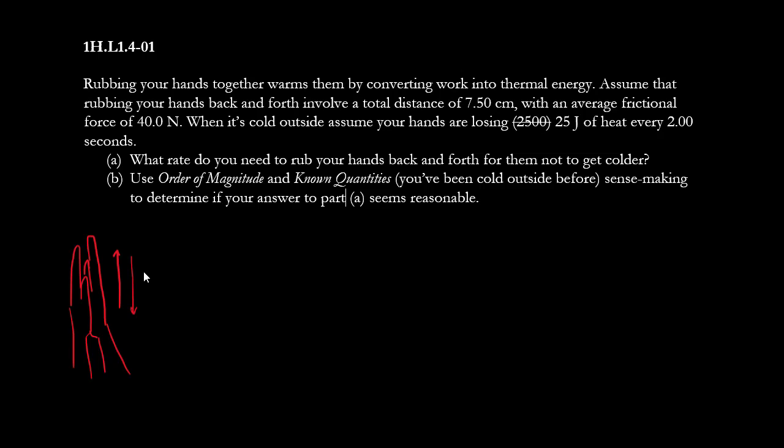So the problem's told us that this distance is 0.075 meters, 7.5 centimeters, and they've also told us that the force of kinetic friction is about 40 newtons on average. And our main formula here is change in thermal energy equals work, so this is the work being done on or by the system, plus Q, the heat entering or leaving the system. The problem says that when it's cold outside, your hands are losing 25 joules of heat every 2 seconds. So we can write that Q equals negative 25 joules per 2 seconds.